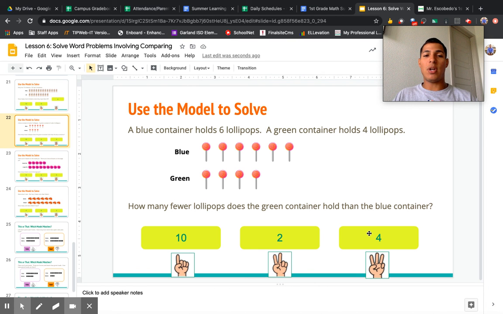2, right? 2. So how many fewer lollipops does the green container hold than the blue? 2 fewer. The green container holds 2 fewer lollipops than the blue container, right? We matched up all of our pairs and we found out what we had left over. And that's exactly what we had left over.